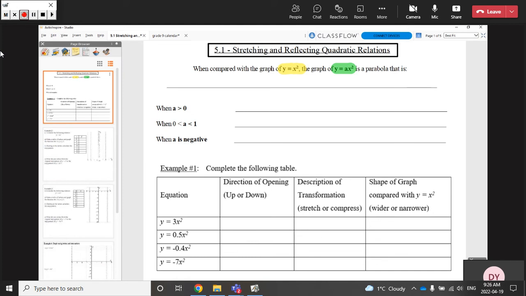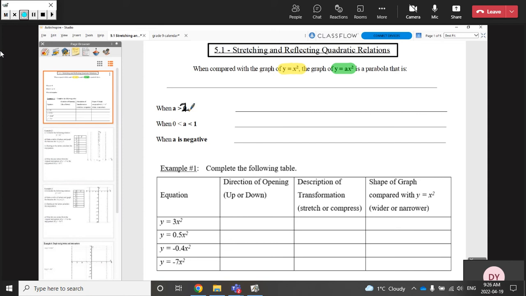So when a was greater than 0, or sorry, this should say, actually, I should change this. This should say greater than 1. So this should say a is greater than 1. So what happened when the a value was greater than 1? So what happened when it was 2?